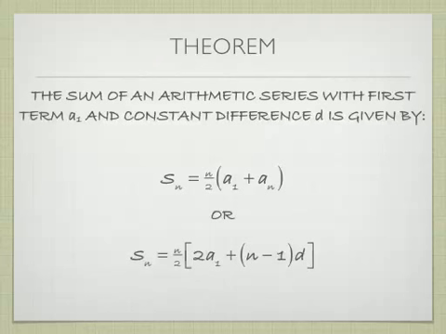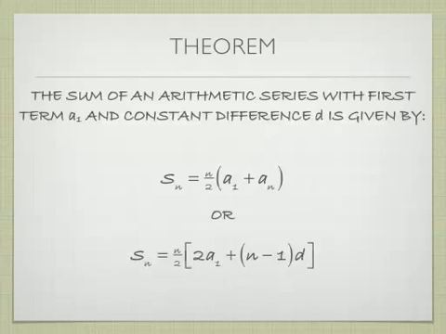Another way we can rewrite that is s sub n equals n over 2 times the quantity of 2 times the first term plus n minus 1 times d. Now if you notice here, a sub n is the same as part of that formula you see in the second one. And these formulas actually are the same, they're just working a little bit differently based on what it is that we're trying to find.